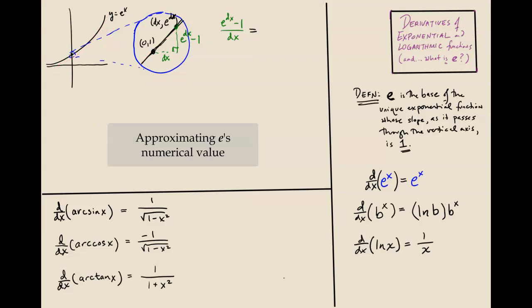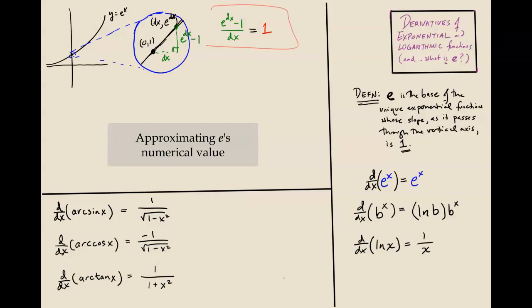What is this curve? This is y equals e to the x. What is this e? Aha! e is the base of the exponential function whose slope as it passes through the vertical axis is 1. So that means this thing, which represents the slope, must be equal to 1. This equality holds because these are two different expressions for the same underlying geometric thing, the slope of this line.